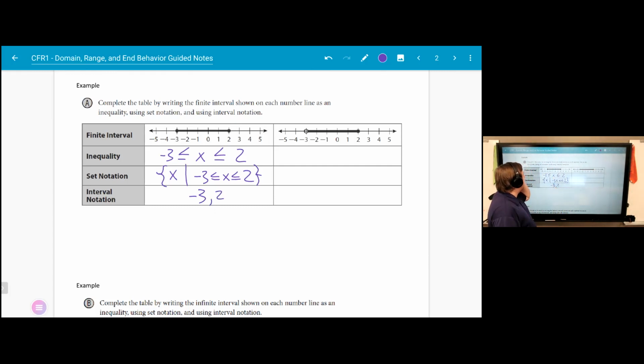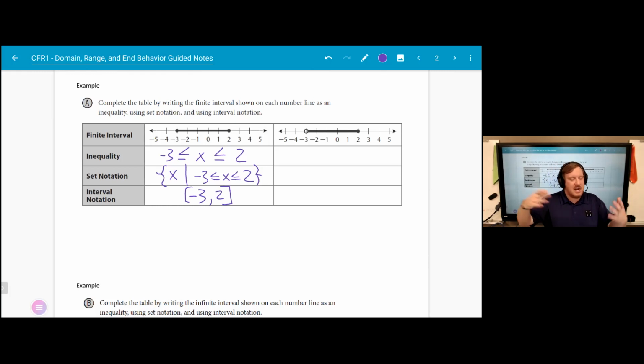Can it equal? Is it a closed dot on -3? Yes, it is. Square bracket. Is it a closed dot on 2? Can it be equal to? Yes. Done. So much more efficient. So much more efficient in my mind. Okay. Let's look at one more finite interval.